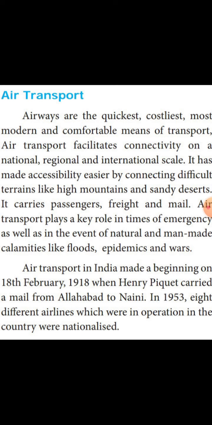Then air transport in India made a beginning on 18th February 1918. But in 1953, 8 different airlines which were operating in the country were nationalised. The first air transport mail was carried in the aeroplane named Henry Piquet.